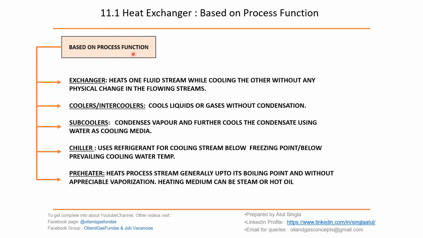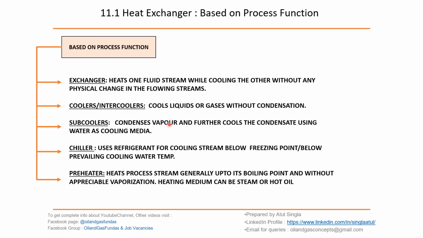Process function. Based on process function, we have different process functions based on which we can classify the exchangers. So first one is heat exchanger, which heats one fluid stream while cooling the other without change in flowing streams. Similarly, intercoolers cool liquids or gases without condensation. All these are the definitions from process point of view, but as a good layout engineer, everybody should understand why we are calling it exchanger, coolers, subcoolers, chiller or preheaters. So all these are the process functions.